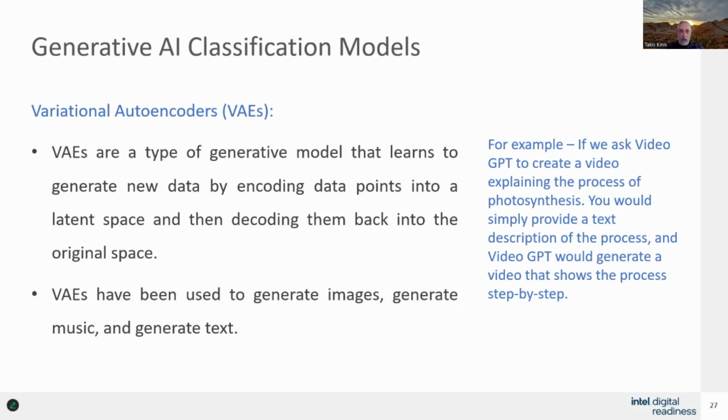These can be used to generate images, music, and text. Right? And I think it's really interesting that it can create that kind of stuff, by the way. The example they have here, if we ask Video GPT to create a video explaining the process of photosynthesis, you would simply provide a text description of the process, and then it would generate the video that shows the process step by step. That's kind of bizarre, right?